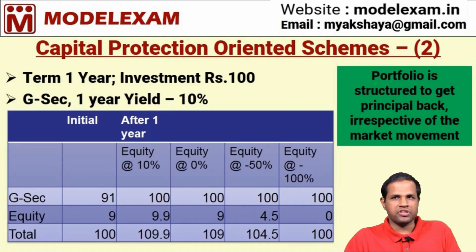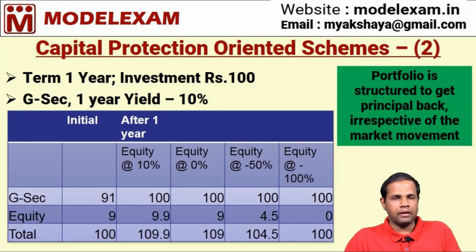Here the portfolio is structured to get the principal back irrespective of the market movement. Let us understand this statement with an example. Let us assume the term of the scheme as 1 year. Let us also assume investment as rupees 100, and let us also assume that there is a government security offering 10% yield for 1 year.